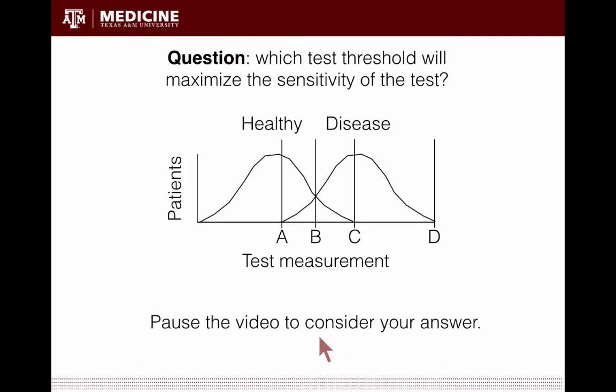Let's ask a question about this. Which test threshold will maximize the sensitivity of the test? So before, we chose threshold B, because that most cleanly divided it into healthy and diseased patients. But we could choose other thresholds depending on our desire to maximize sensitivity or maximize specificity. So which one of these, A, B, C, or D, will maximize the sensitivity of the test? Pause your video for a moment to consider your answer.